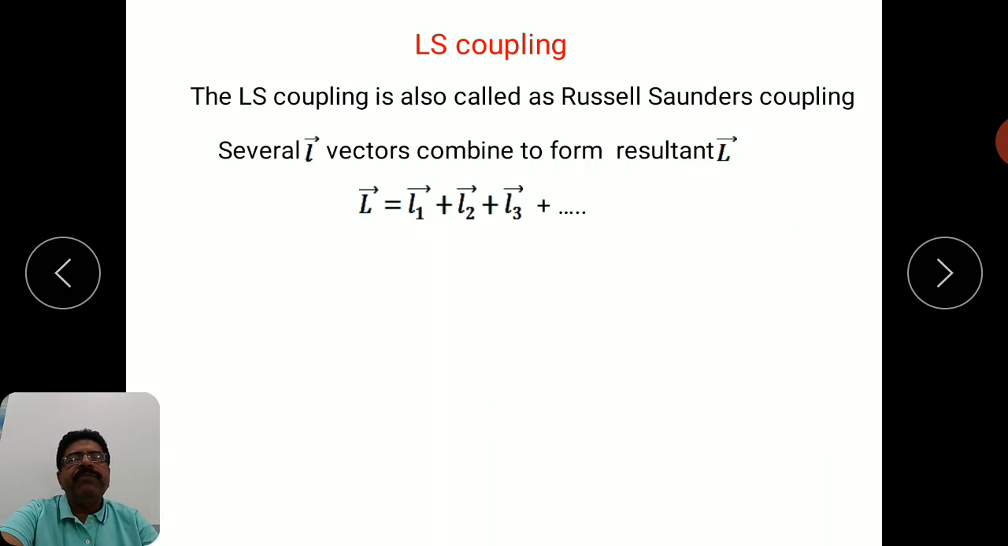Resultant L means what? The total orbital momentum of an atom. And what are these vectors L1, L2, L3? These are the orbital momenta of individual electrons. So all these L1, L2, L3 vectors combine to give the resultant orbital momentum, that is L. So L is equal to L1 plus L2 plus L3. You can just see it as a vector addition.